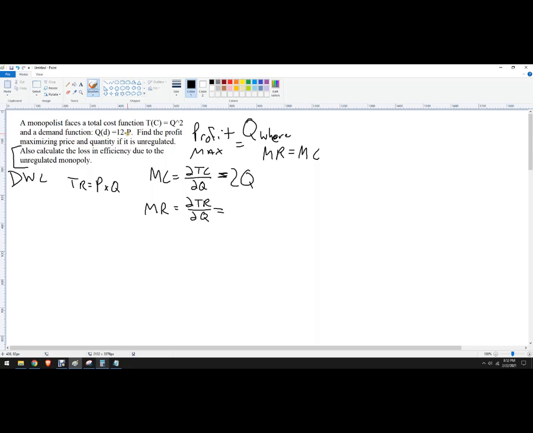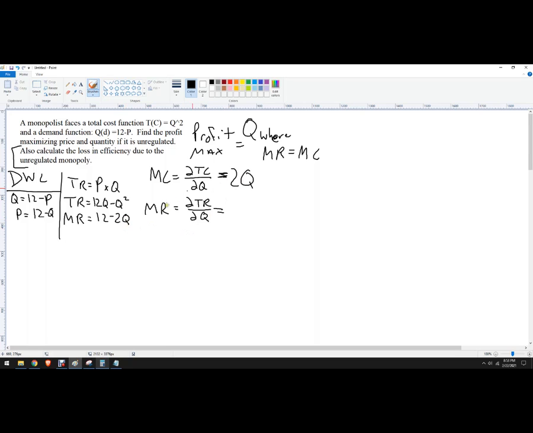Up here I have quantity, but I find it a little bit easier to rearrange things. So let's first rearrange so everything is a function of price. I've got Q equals 12 minus P. Just rearrange some stuff, so I've got P equals 12 minus Q. Now I'm just going to multiply everything for total revenue. Multiply this times Q, I got 12Q minus Q squared. And then for marginal revenue, just take that derivative. So I got 12 minus 2Q.